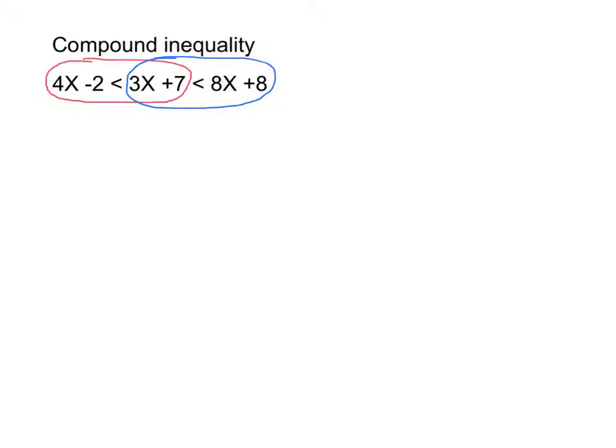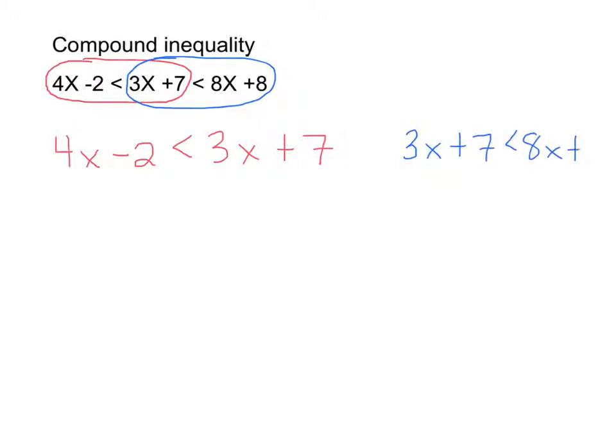Okay, my first problem is 4x minus 2 is less than 3x plus 7. And my second problem is 3x plus 7 is less than 8x plus 8. So let's solve this first one, the red one first.